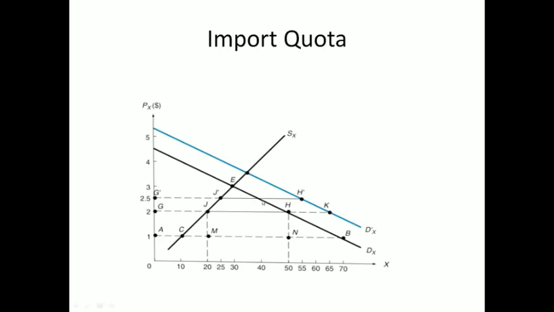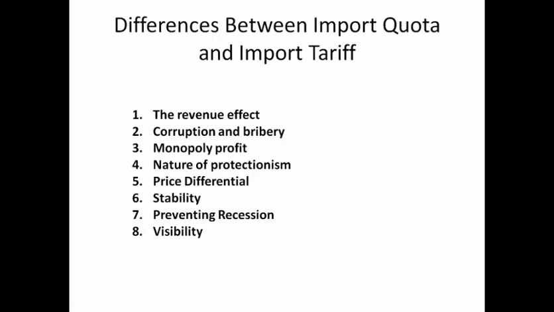So the government can collect the revenue when there is an auction or bidding of this license. Otherwise the license holders are able to buy imports and resell them at a higher price, that is from $2 to $2.5 in the domestic market. The second difference is corruption and bribery. The distribution of import licenses may give rise to corruption and bribery on the part of government officials. Import tariffs do not create such evils of government corruption and political favoritism.